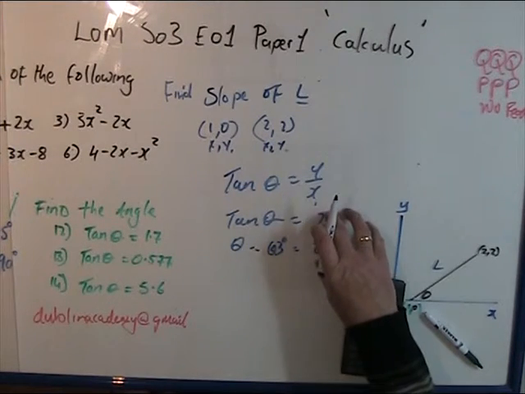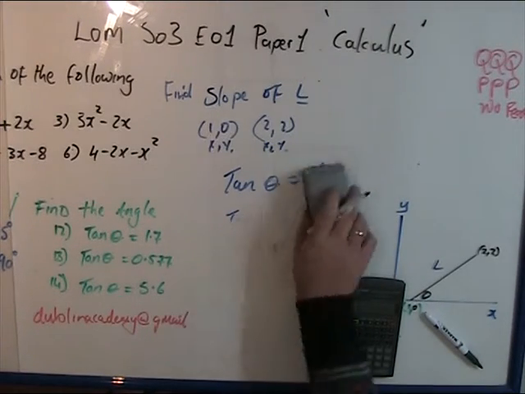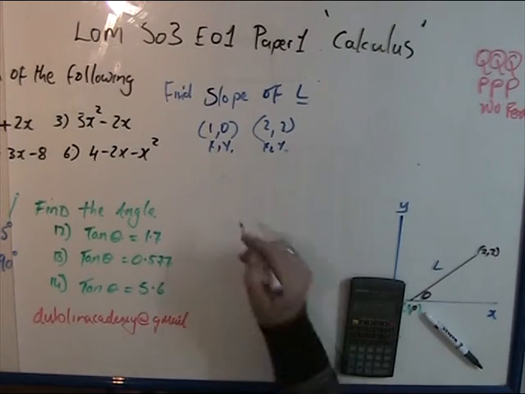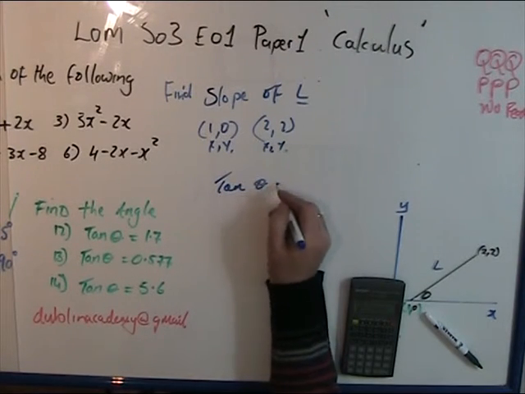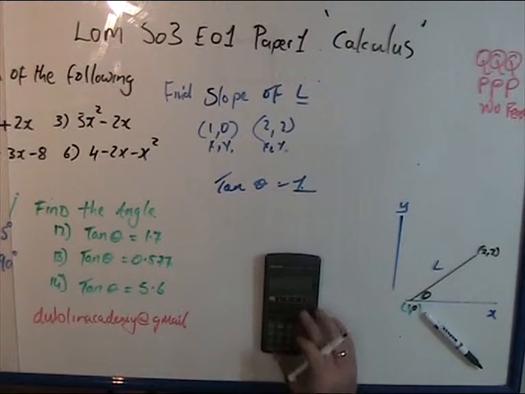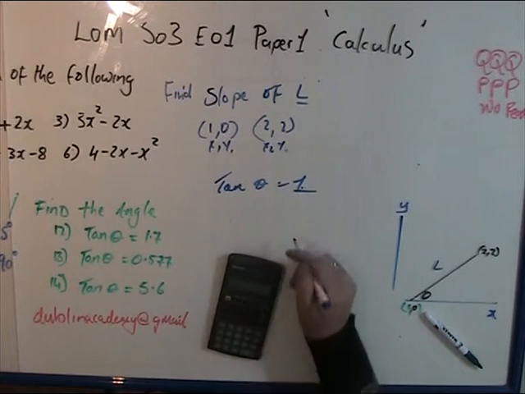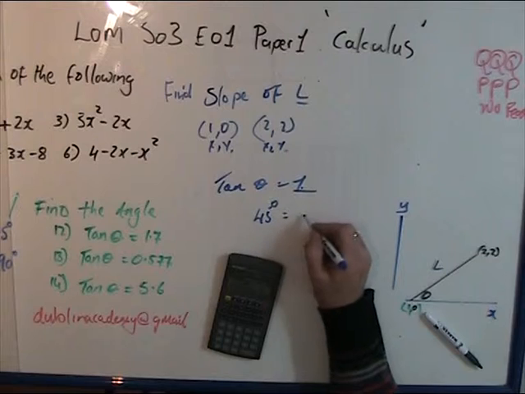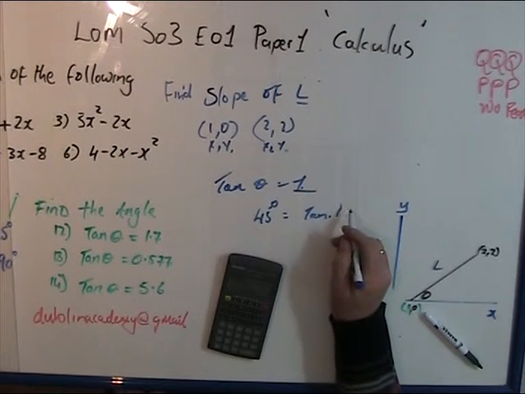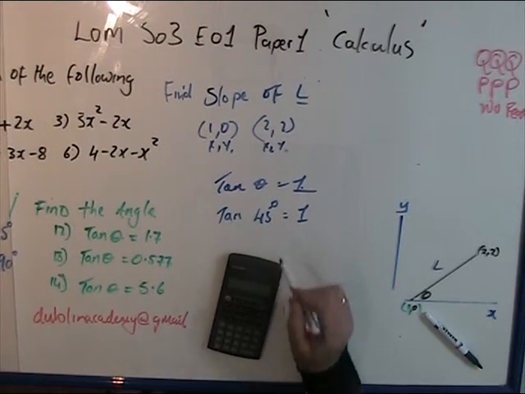So I'm given the slope, I can inverse it and bring it back and find the angle. A lot of things are done like this as well. For example, tan theta is equal to 1. So I do it again: inverse tan of 1 is equal to 45 degrees. So 45 degrees is equal to inverse tan of 1, or in other words, tan of 45 degrees is equal to 1.